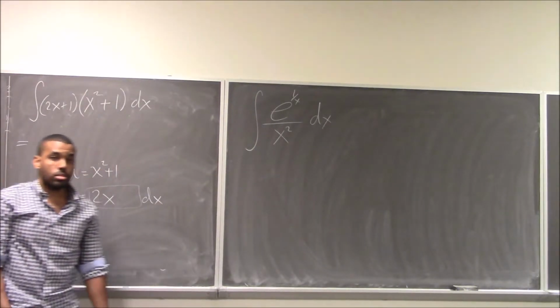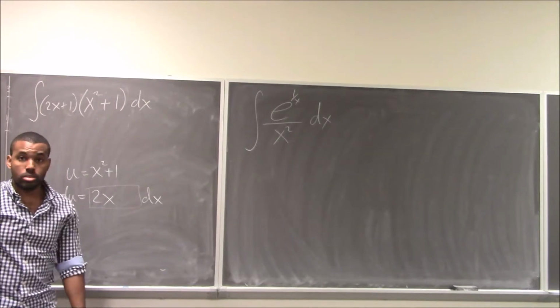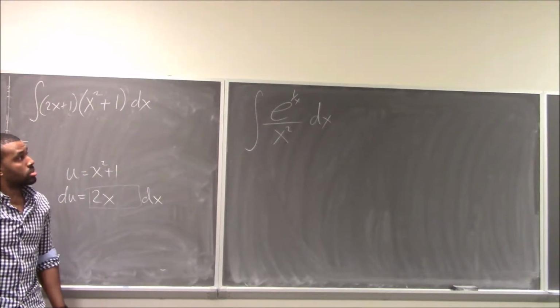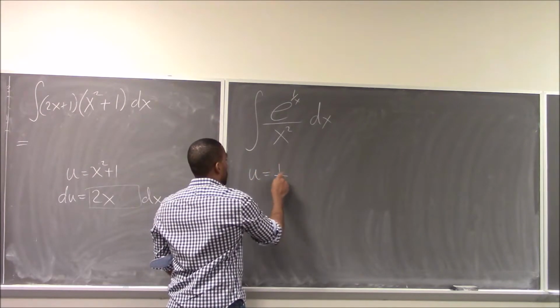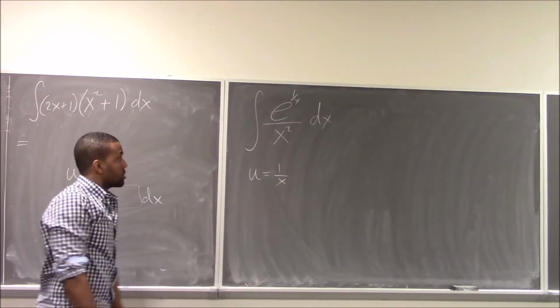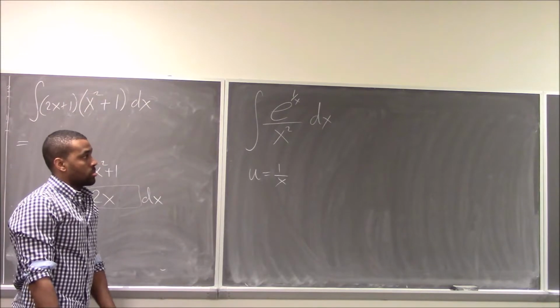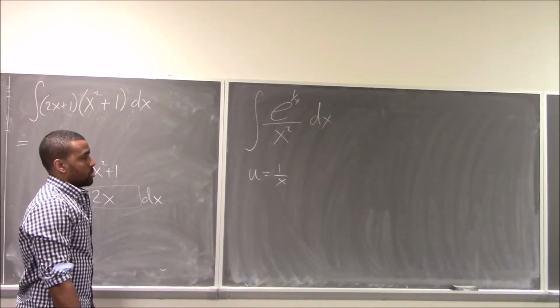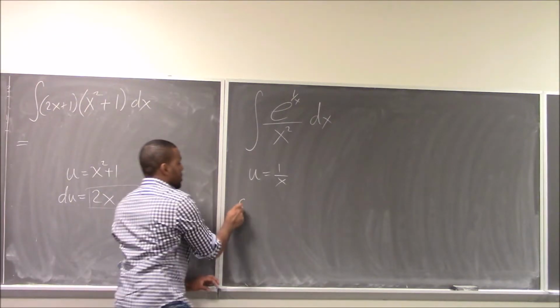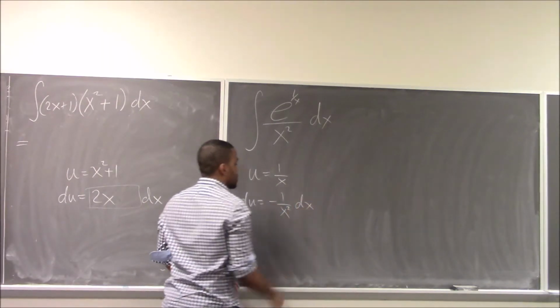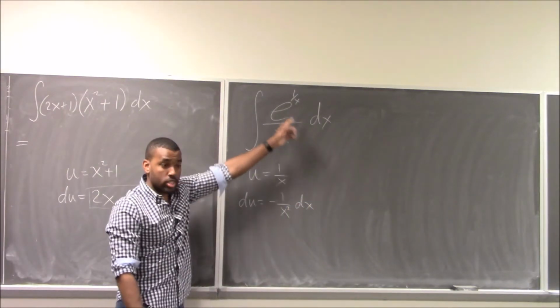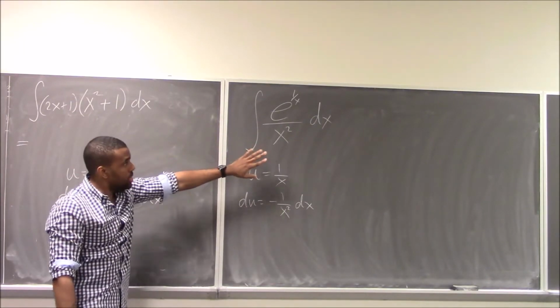Yeah. You want to solve that, right? Well, u equals 1 over x. And then du would be minus 1 over x squared dx. And there you have 1 over x squared, which is probably something I should mention here.